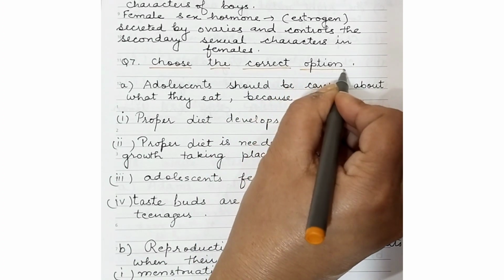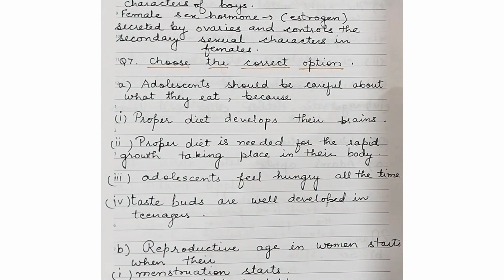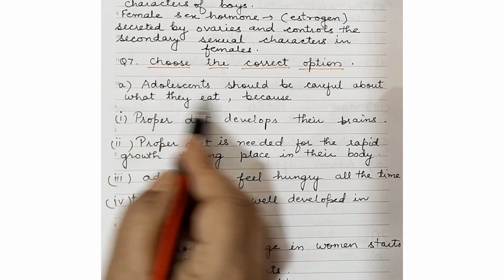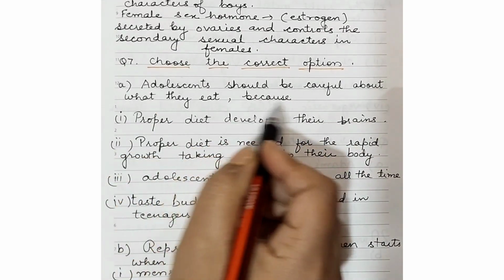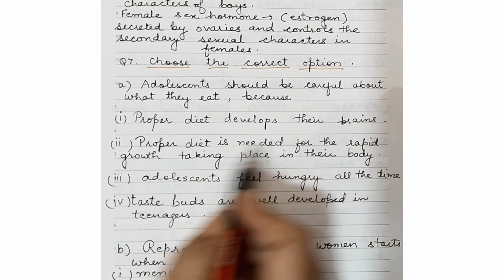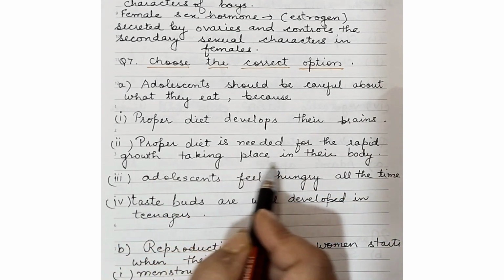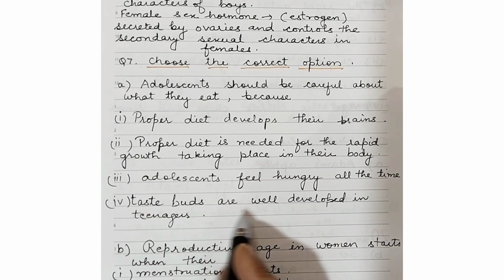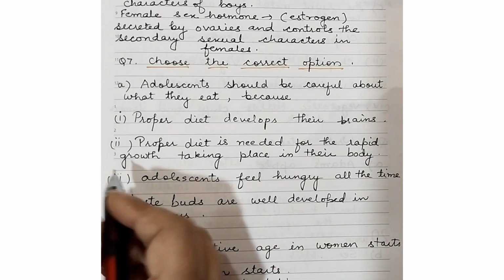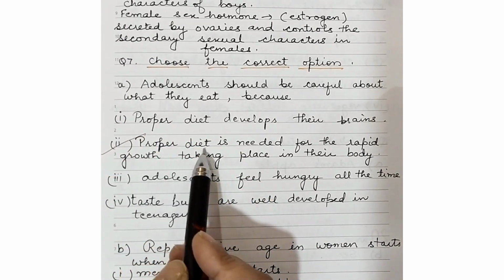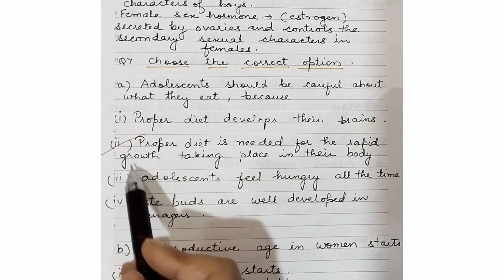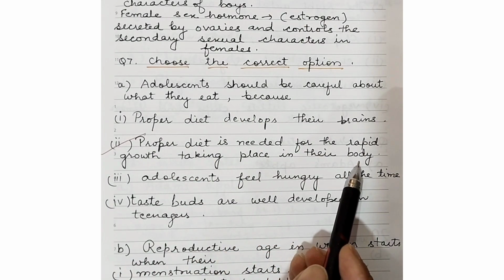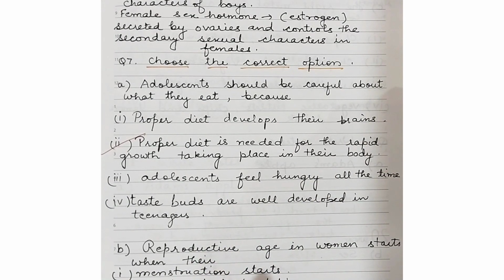hormones. Next, question number 7, choose the correct option. Now, these are the MCQs given in your exercise. Adolescents should be careful about what they eat because the right answer is your second part. Adolescents should be careful about what they eat because proper diet is needed for the rapid growth taking place in their body.